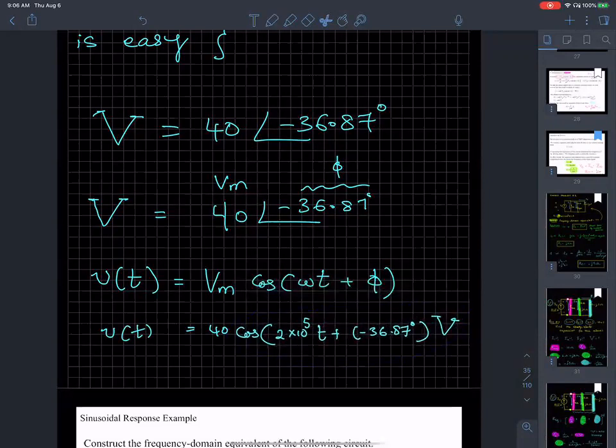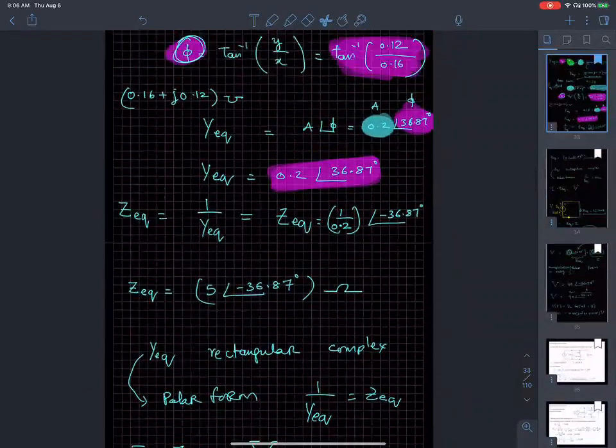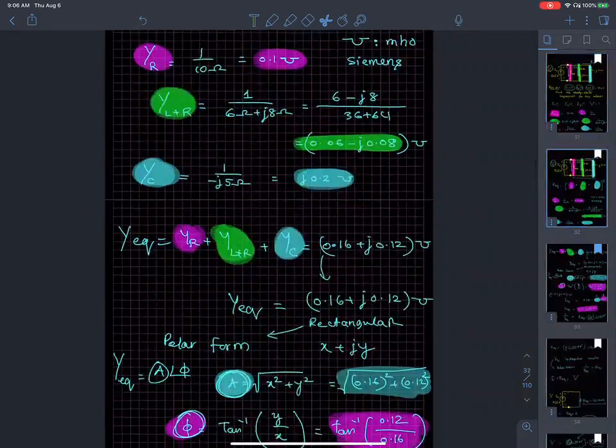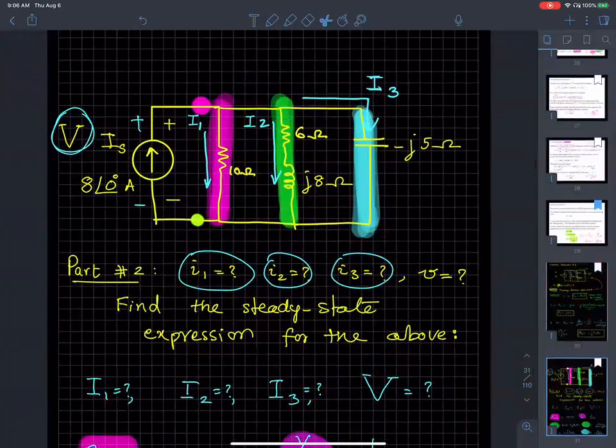Questions, please. Questions so far. Okay, let me go back and carefully review, retrace the steps that I have done so far. The question in part 2 was to find the steady state expression for V, I1, I2, and I3.